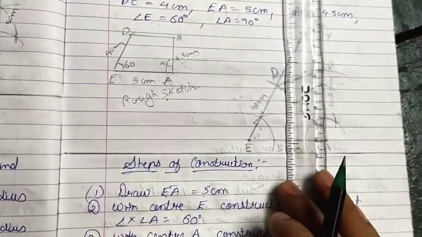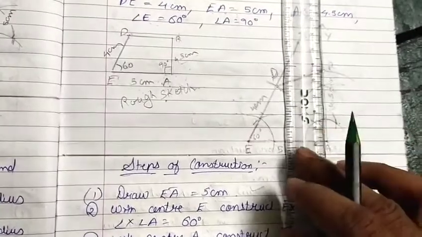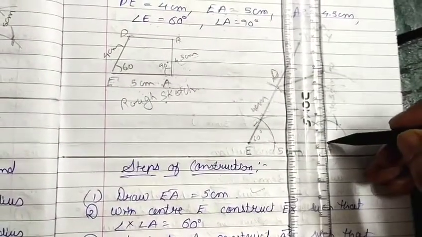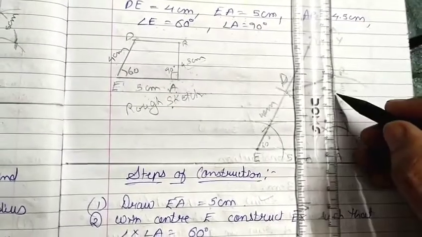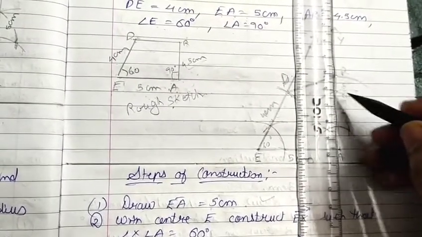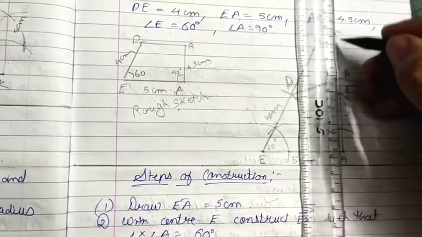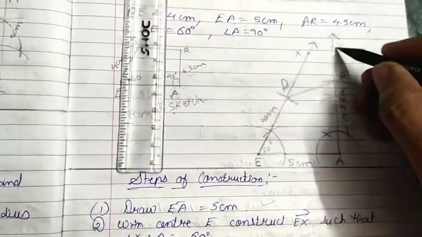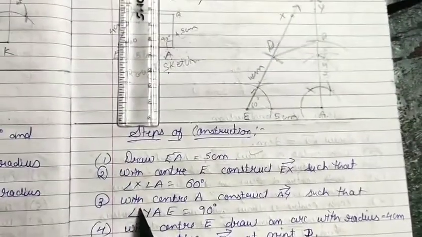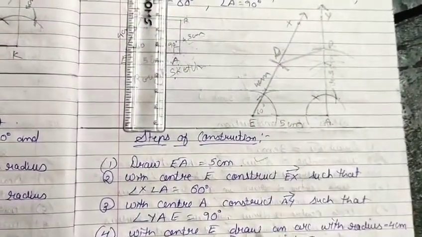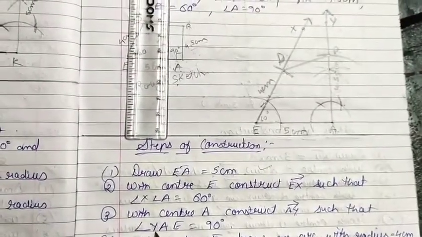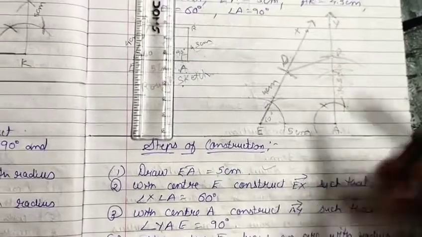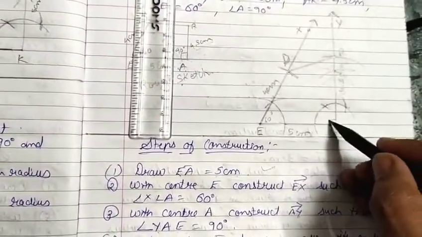So place your scale like this and try to draw one big ray from A. Big ray, you have to place your scale such that the point should be visible. Try to draw one big ray and name it ray AY. Ray AY. Now write down the step: with center A, construct ray AY such that angle YAE should be 90 degrees.